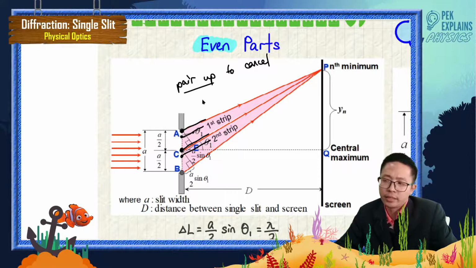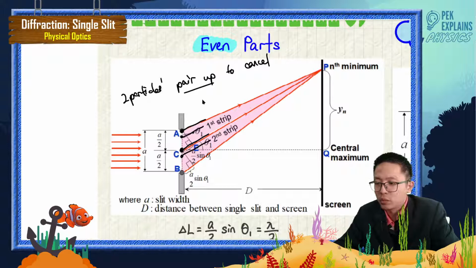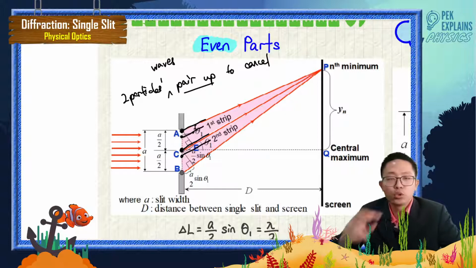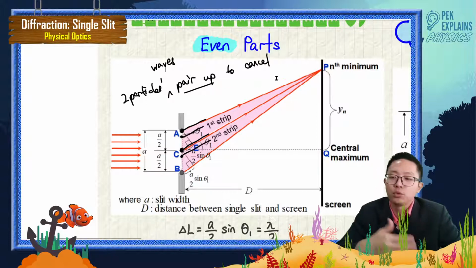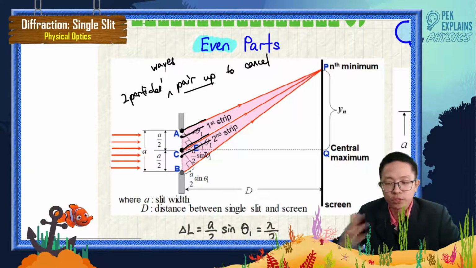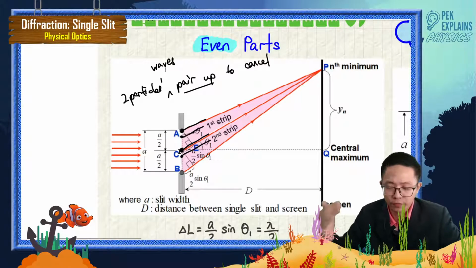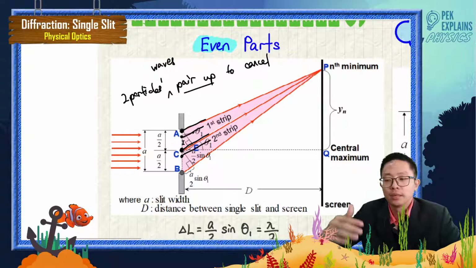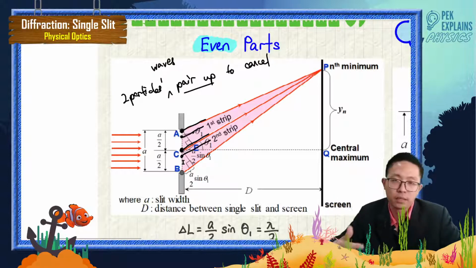We can say you need two particle waves to pair up to cancel each other. From each part, the first particle pairs with the first particle, the second particle pairs with the second particle, the third particle pairs with the third particle wave, to cancel each other.